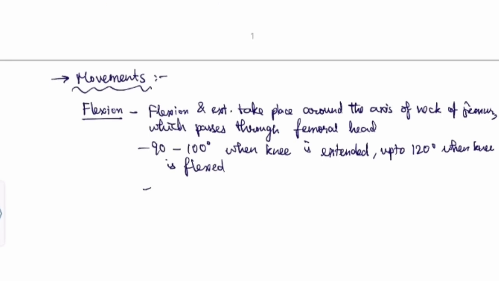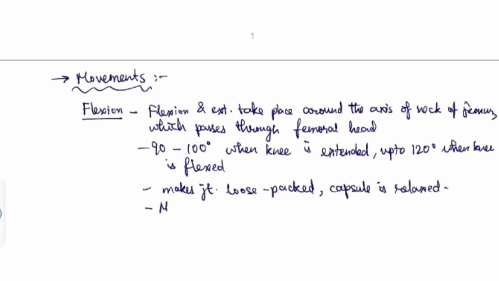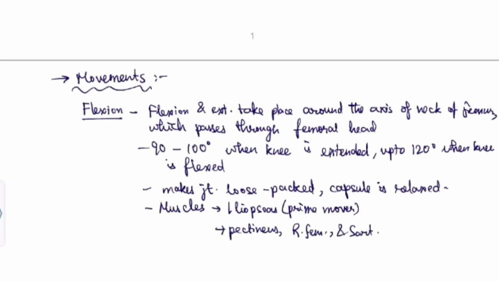So flexion. What is the action of flexion? What does flexion do to the joint? It makes the joint loose-packed. Flexion movement makes the joint loose. The capsule is relaxed. Now what are the muscles that bring about the movement? Iliopsoas. It's the prime mover. Assisted by pectineus, rectus femoris, sartorius, adductor longus, only in the initial phase, not throughout the movement.